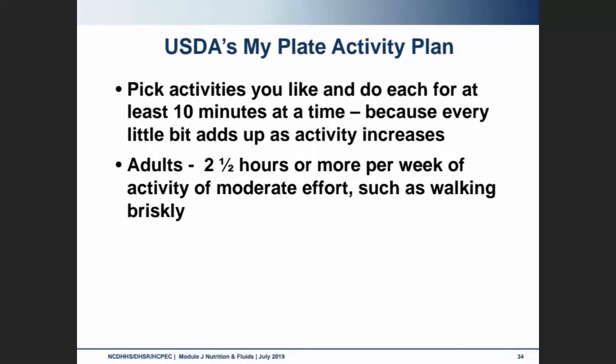So I mentioned that the USDA MyPlate encourages activity as well. Per their recommendations, they say pick activities you like and do each for at least 10 minutes at a time, because every little bit adds up. Adults, they say, should get 2.5 hours or more per week of activity of moderate effort. And that could be something as simple as walking briskly. Well, I say as simple. For some people, that is challenging, especially if they've had certain illnesses, conditions, issues with gait. So walking briskly is an example of a moderate effort activity.